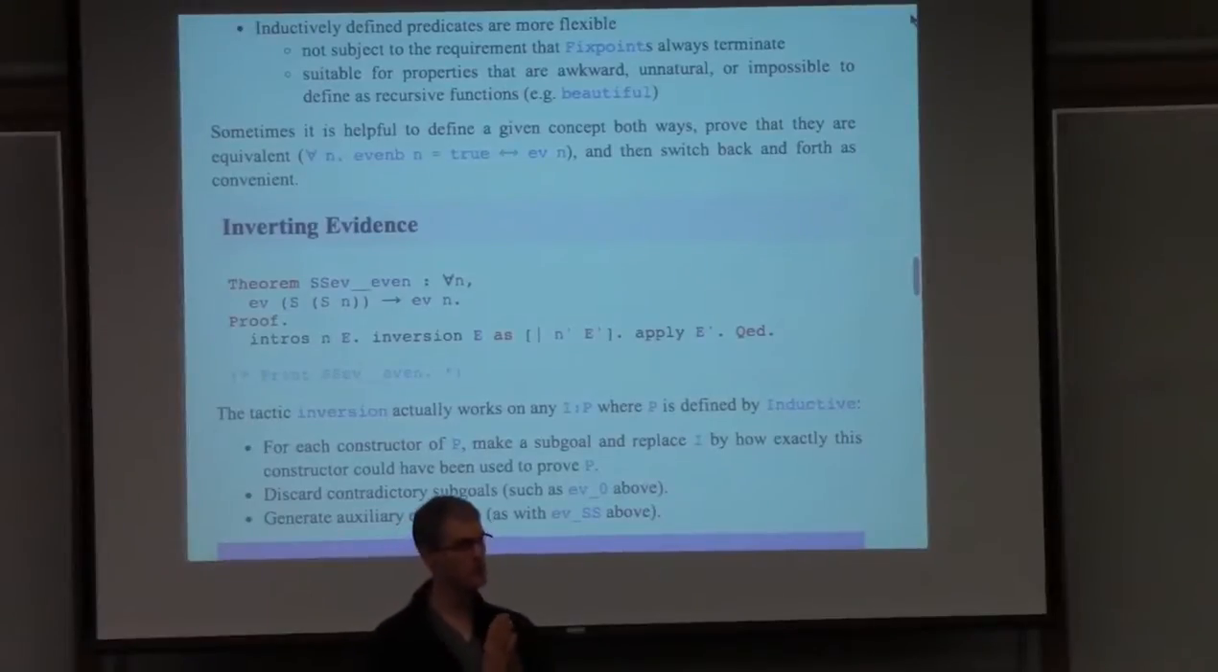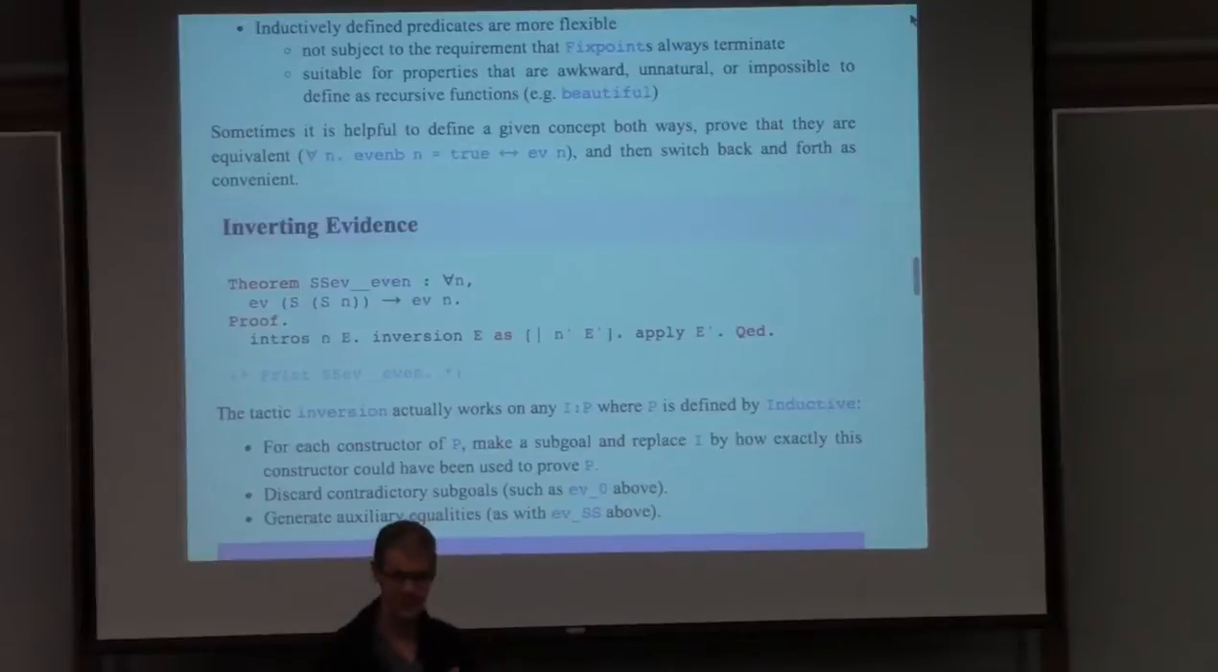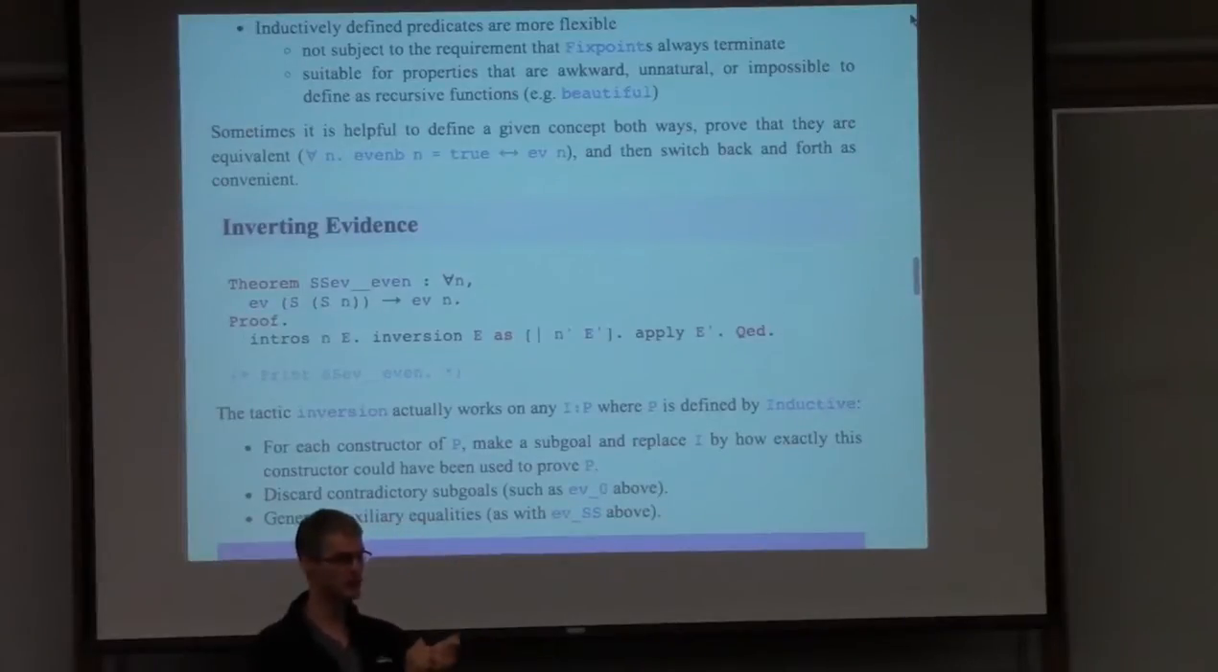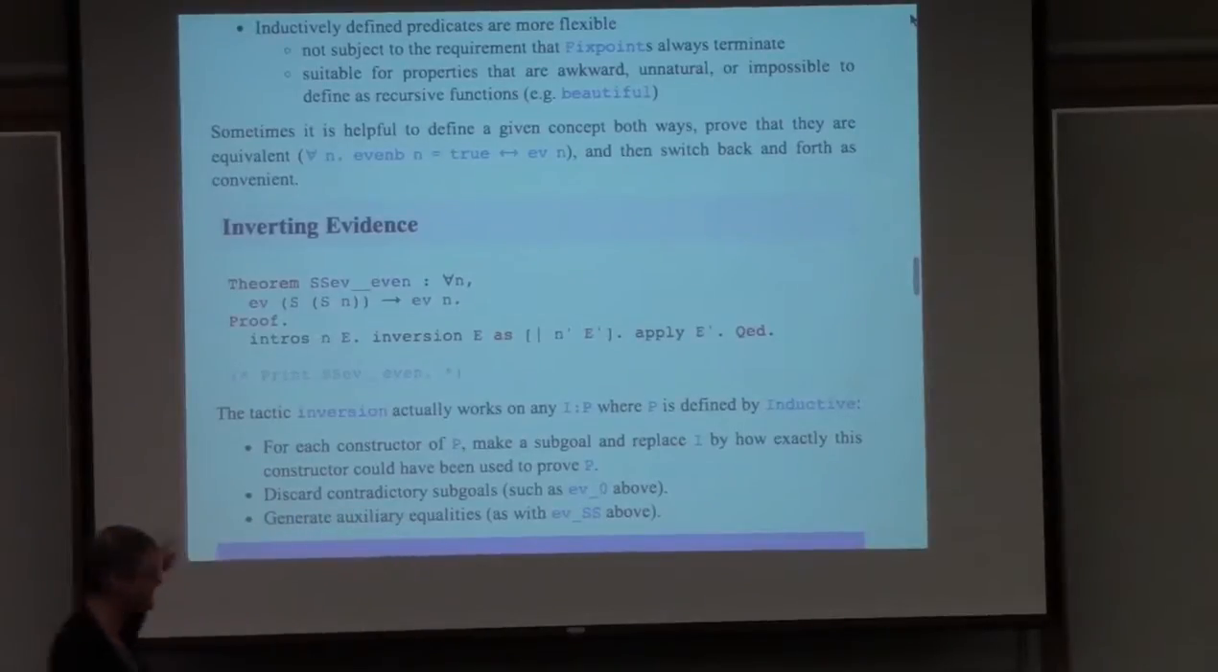One often proves so-called inversion lemmas, which say, if I have a derivation of typing and the type involved has this form, then only these two rules could have been used to prove it. Those are called inversion lemmas. And the inversion tactic is named that way because it's doing effectively the same thing.